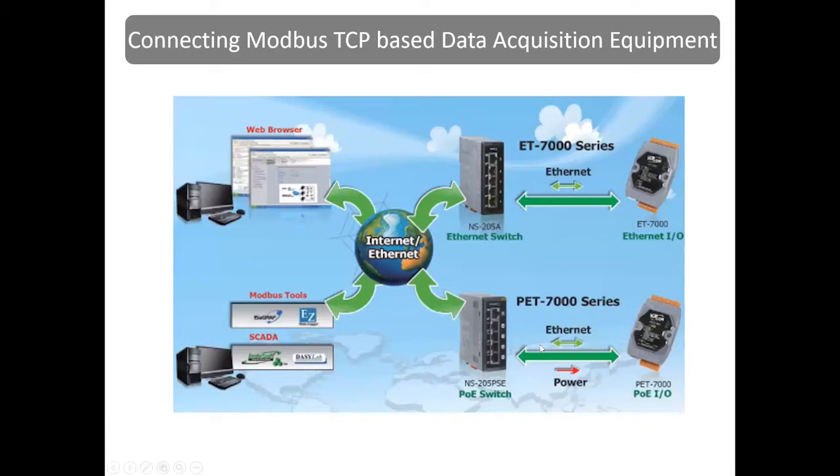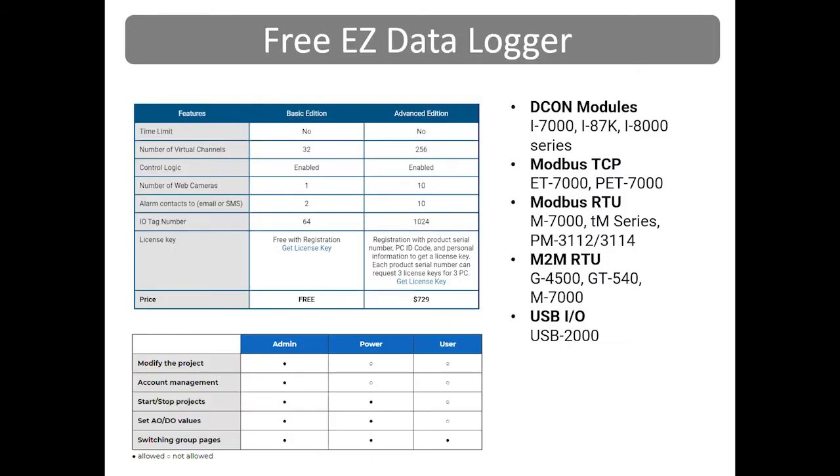Easy Data Logger allows you to show up to 10 web cameras, send SMS or email alarms based on conditions, and supports basic control logic with VB script, so you can trigger outputs based on inputs and other basic control operations. It can be used in cellular-based IoT remote monitoring applications, and it can be used on the latest Windows operating systems, including Windows 10 and Windows 11.